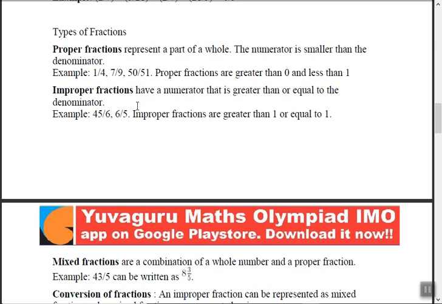Numerator is greater than the denominator. So 45 upon 6 means what? 45 cannot be divided by 6, but it is greater than 6. That's the meaning of improper. Improper are greater than 1 or equal to 1. Anything is possible. Even equal to 1 is also possible.